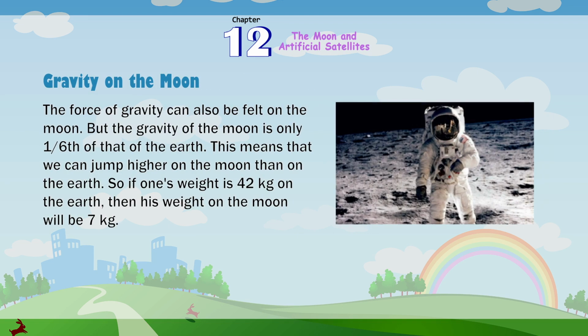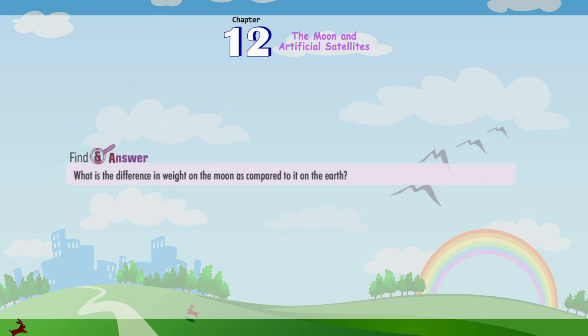The force of gravity can also be felt on the moon, but the gravity of the moon is only one-sixth that of the earth. This means that we can jump higher on the moon than on the earth. So if one's weight is 42 kgs on the earth, then his weight on the moon will be 7 kgs only. Find and answer what is the difference in weight on the moon as compared to it on the earth.